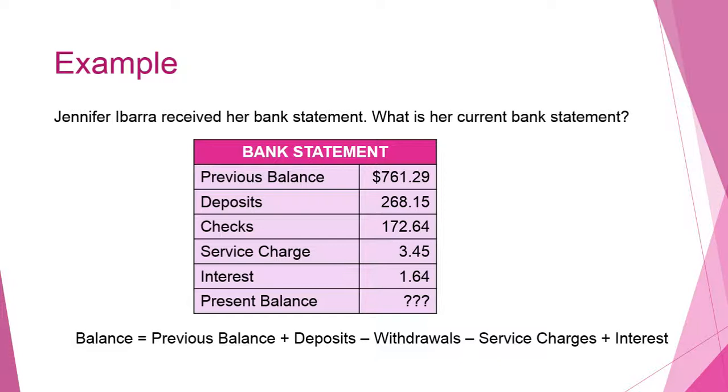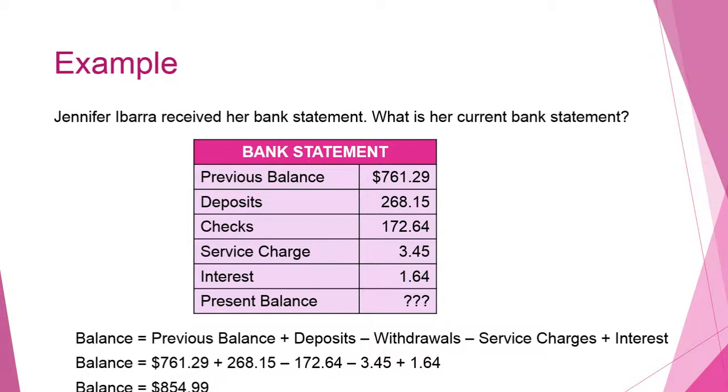Alright, so what we're going to do is plug in all the numbers, and then we're going to use order of operations to get to our final answer. Because it's all addition and subtraction, we're going to go ahead and work from left to right. And when we do that, we get the final answer of $854.99.